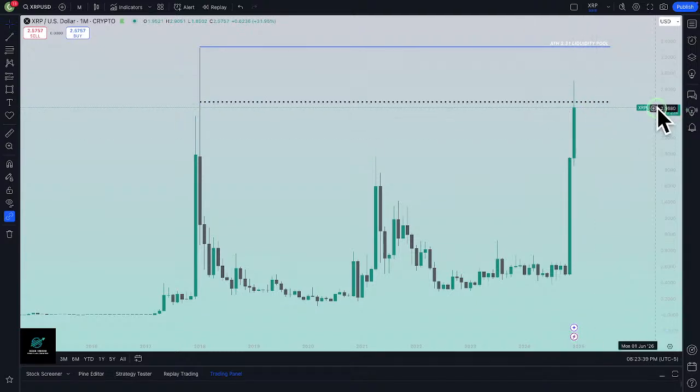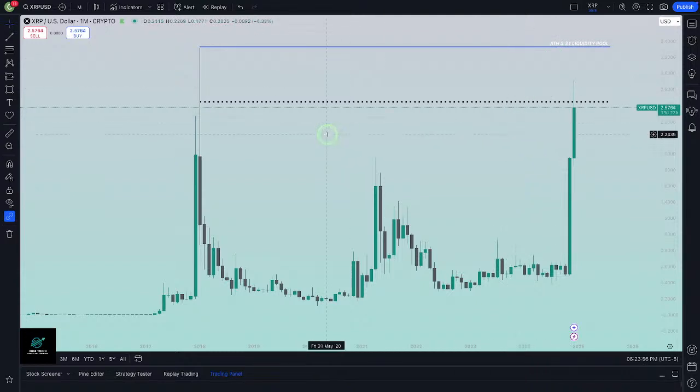We got 13 days left in this calendar month. Once we close, let's say we close above the midway point. That would be very bullish if we get a monthly close above the midway point of this wick over here, going up closer to this liquidity.